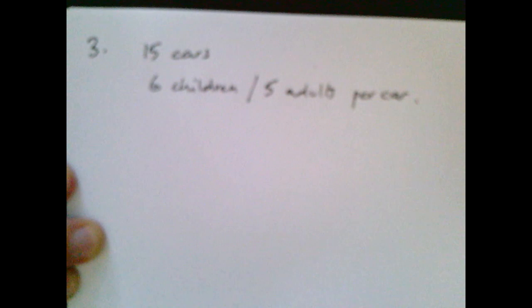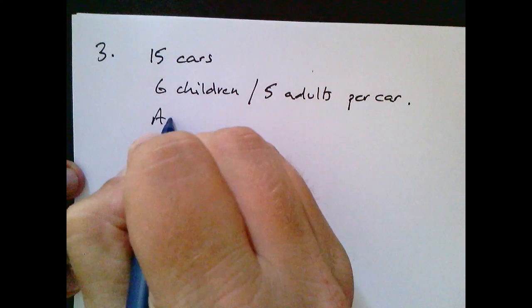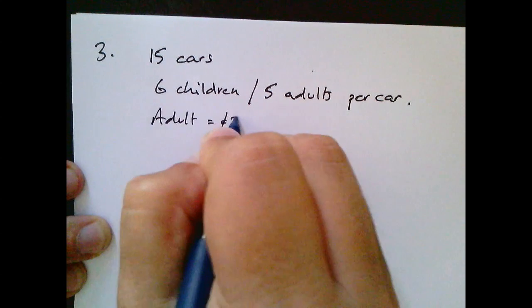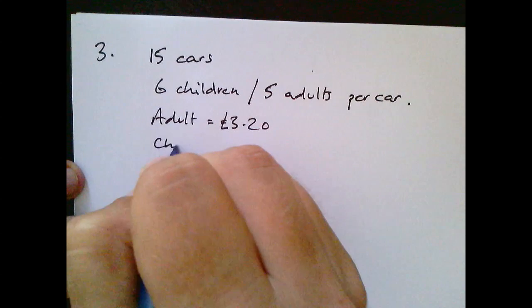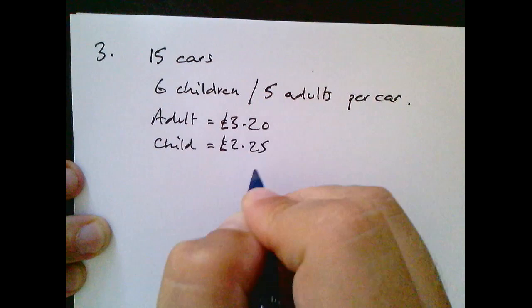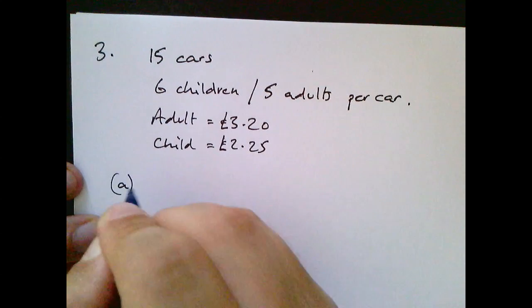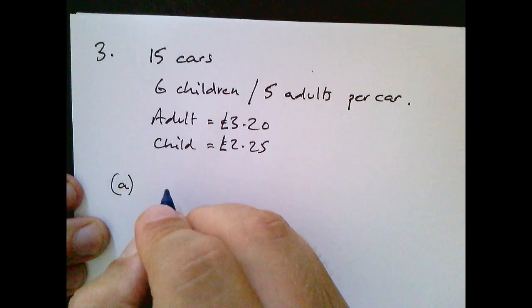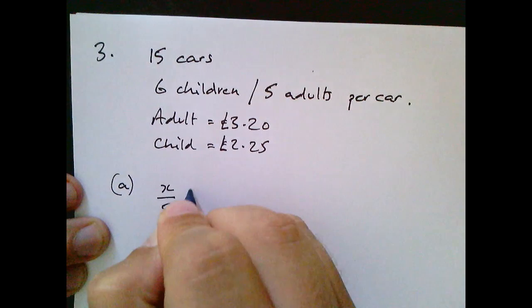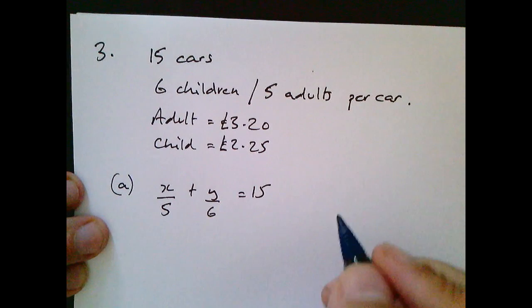Bear with me a second, I'm just going to turn this autofocus off. Ticket for each adult is £3.20 and child is £2.25. Now, the equation that I write down is x over 5 plus y over 6 is 15.